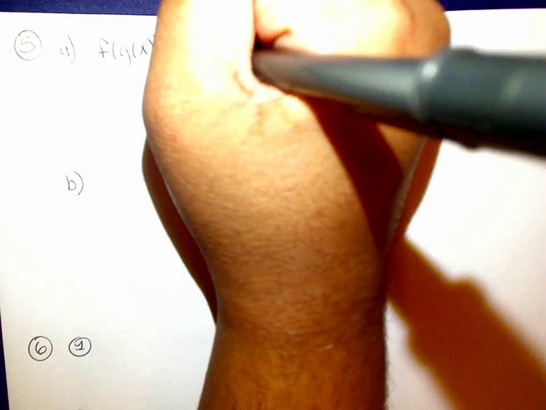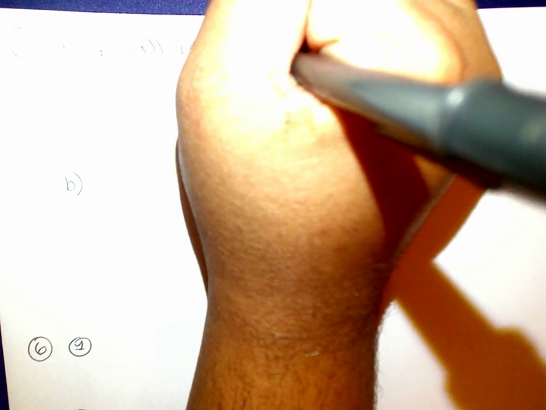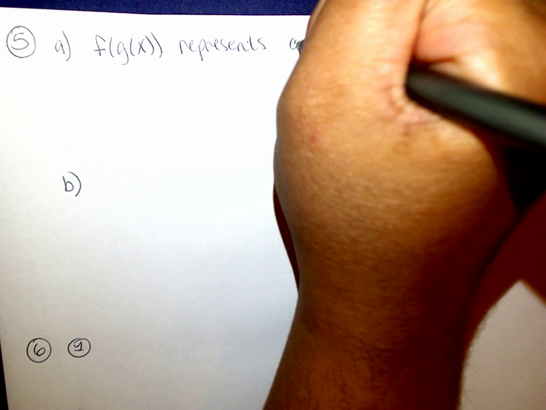So for question A, f of g of x represents commission.